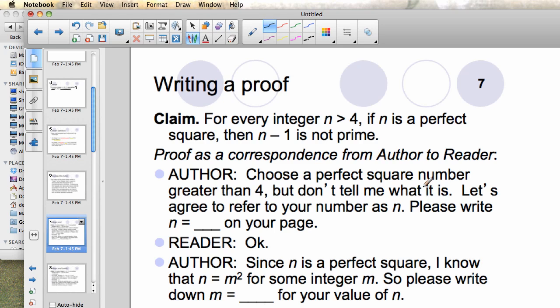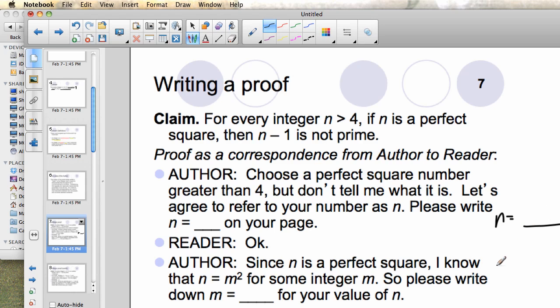I want you, and I really do want you to do this, I want you to write a perfect square number greater than 4. Obviously you can't tell me what it is because you're not really in the same room with me. And I want you to write the number n that you picked, the perfect square you picked, on your page. So you should be writing on your page n equals, and then write a perfect square there.